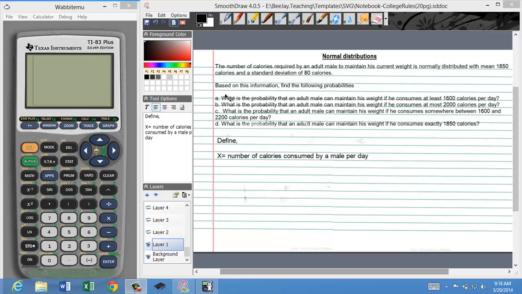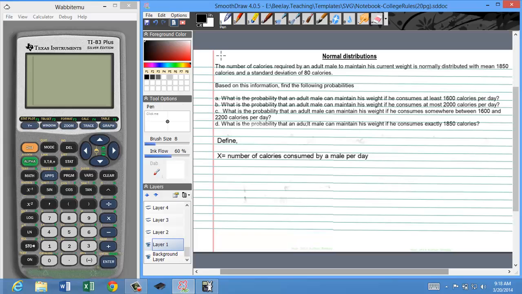Okay, normal distributions. So we'd like to do a problem on normal distributions, and here is a good problem which talks about the number of calories consumed or required by an adult male to maintain his current weight, and it is claimed that this particular random variable has a normal distribution with mean 1850 and standard deviation 80 calories. If this statement is true, how can we find the following probabilities A through D?